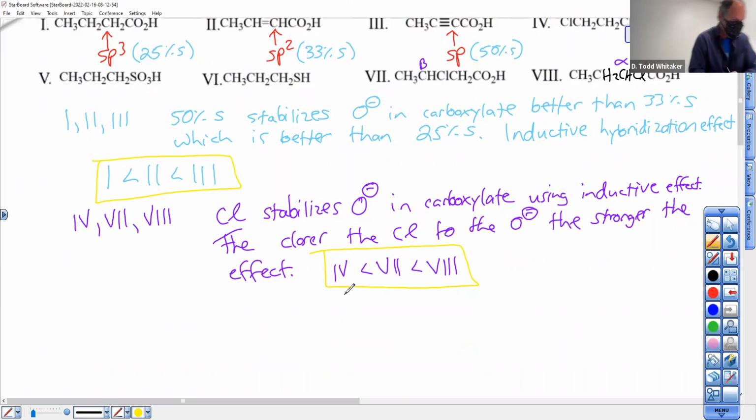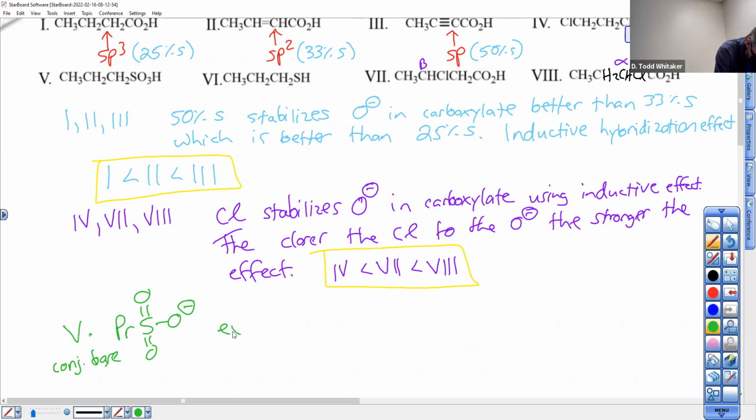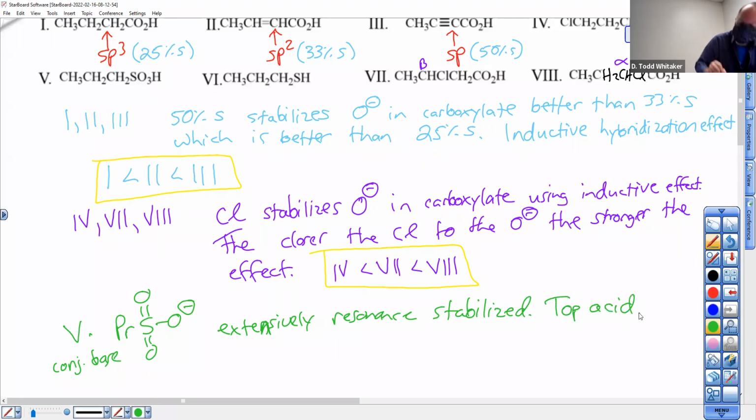But let's talk about V. V is PR attached to this. Here's the conjugate base, and it is extensively resonance stabilized. Top acid. Reminder. No, I'm not going to write it down because you don't need it. But the pKa is -5. That's a sulfonic acid. Little reminder. Sulfonic acids. You've seen para-toluene sulfonic acid every test since test 2 of Orgo 1. All right? Same category, pKa -5.